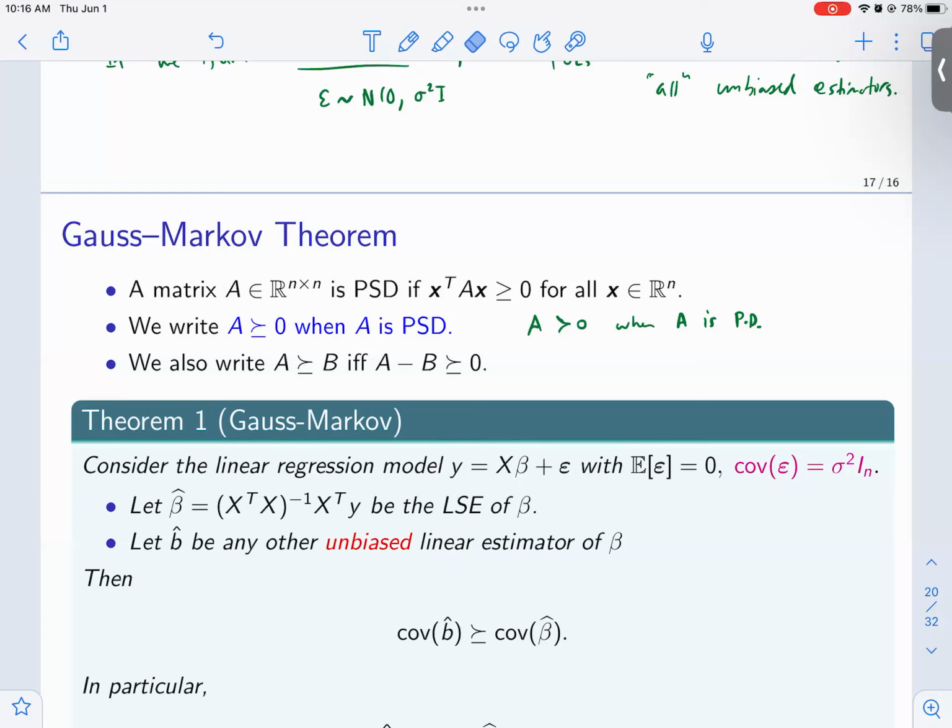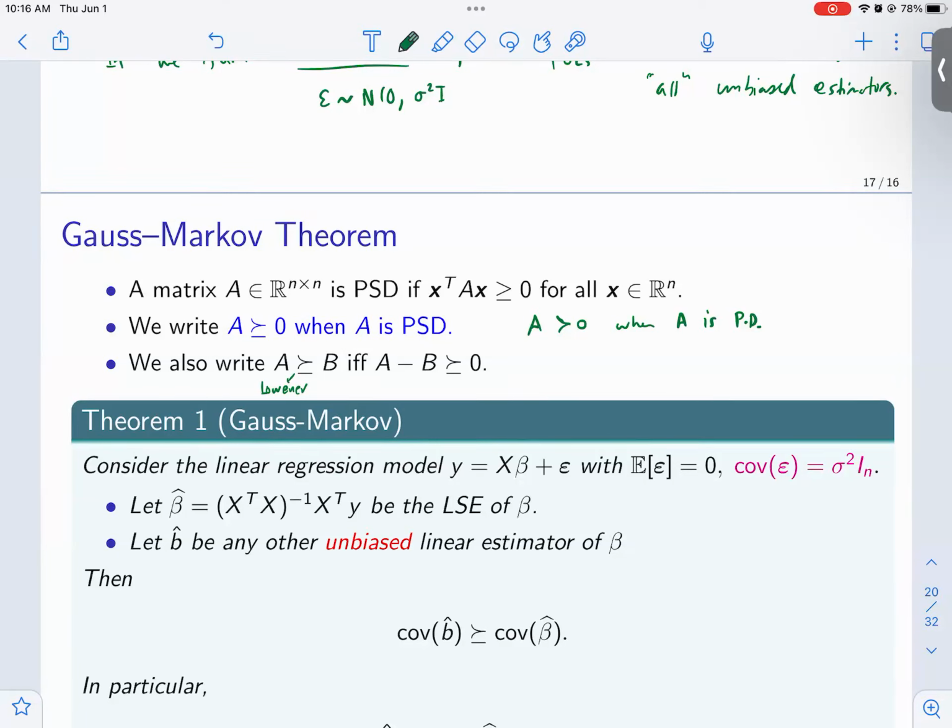Some people call this Loewner order, I believe, named after this guy, Loewner. Okay, I can't pronounce his name properly, but it's a kind of order among symmetric matrices. A and B need not be positive semi-definite, but the difference is positive semi-definite. If A minus B is positive semi-definite, we say that A is bigger than B. Okay, so if you understand this, yes.